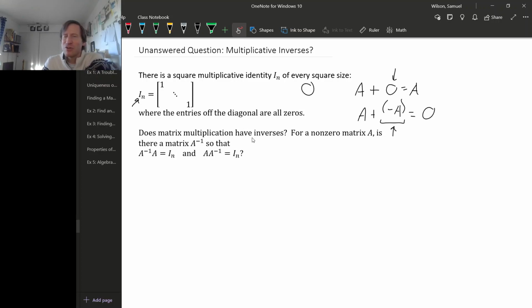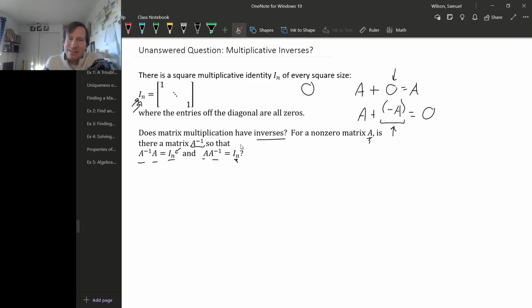But we never asked the corresponding question for multiplication. So we have identities. Are there inverses? So what we're asking here is, if we have some non-zero matrix A, is it possible that there's a matrix that we will call A inverse, so that A inverse times A is the identity matrix of some size n, and the multiplication the other way around, A times A inverse, is also the same identity matrix.